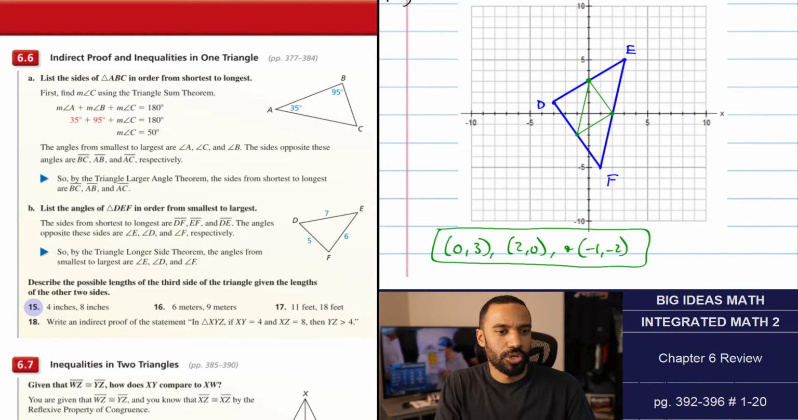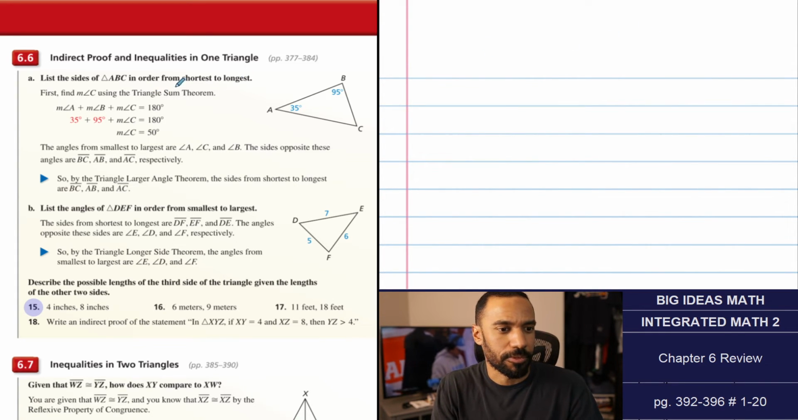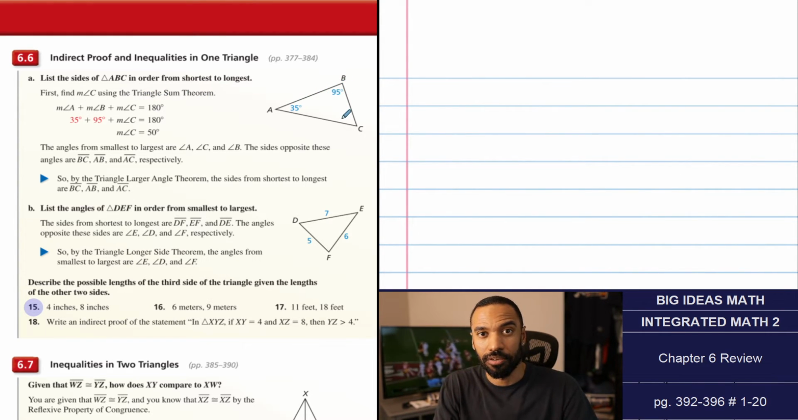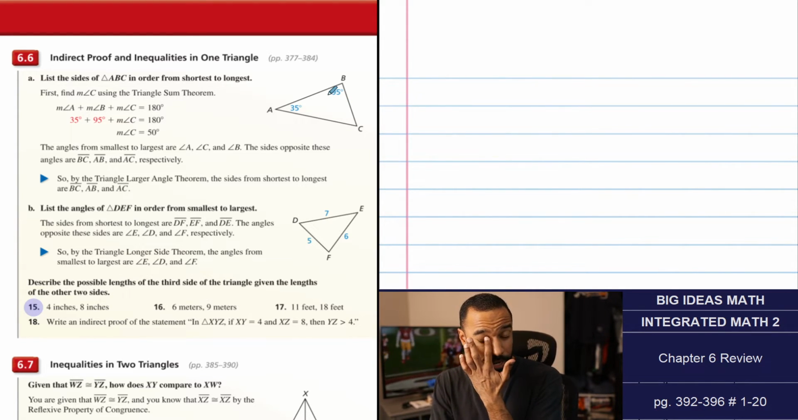Okay, let's go to indirect proof and inequalities in one triangle, section 6.6. We got 4 questions out of this one. Let's start with the examples. They're going to first ask us to list the sides of triangle ABC from shortest to longest. We have this thing called the triangle sum theorem that says the interior angles of all your triangles will always be 180 degrees.